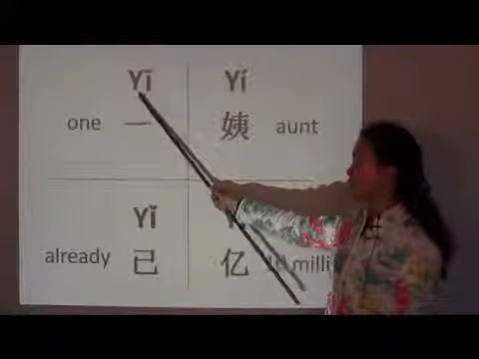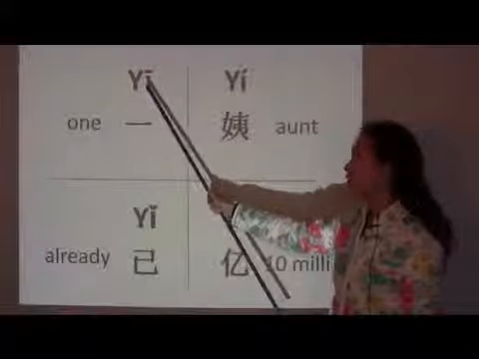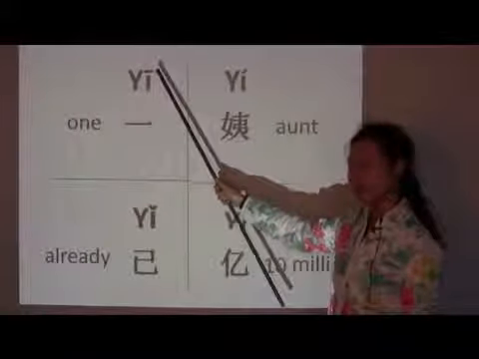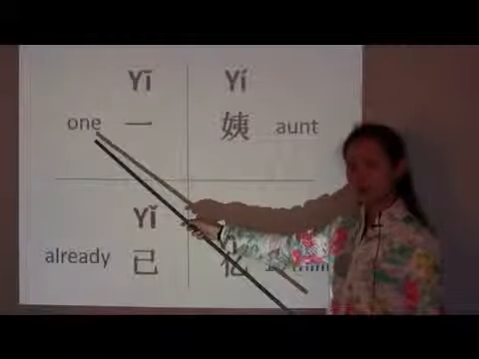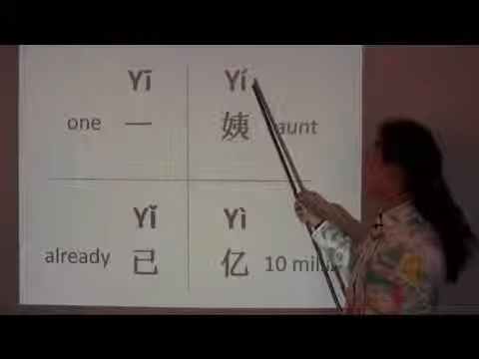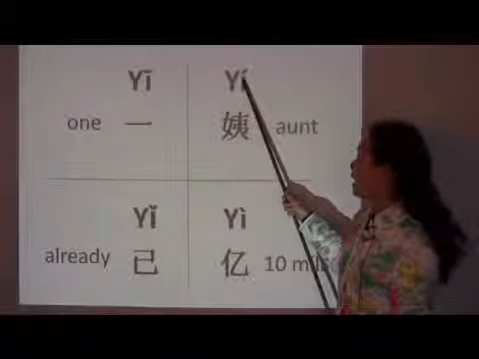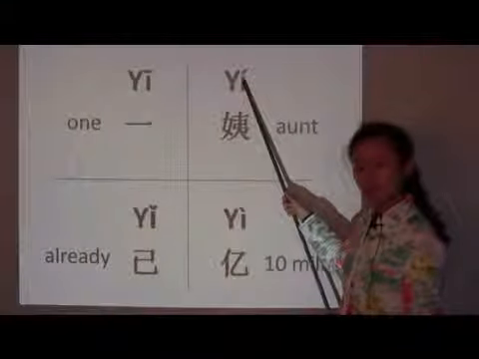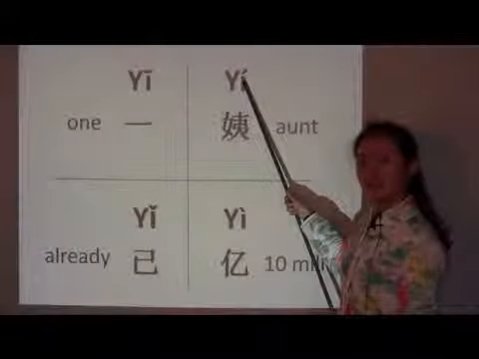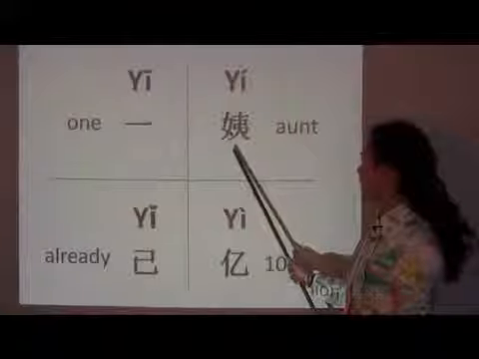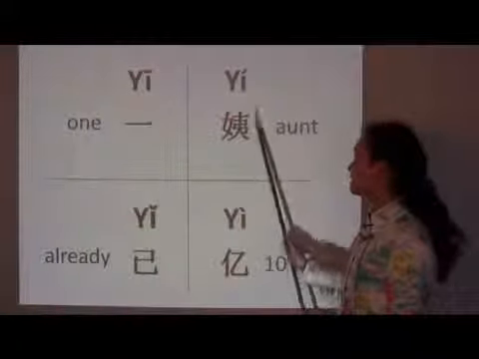So we're going to use Y and I for an example. You would say yī, and yī in Chinese is 1. The second one is like a dash. It tilts up towards the top right. And you say it like you're going to ask a question. So you say yí, and yí in Chinese is aunt.